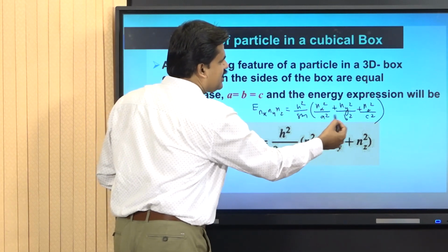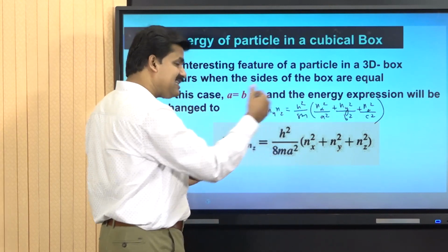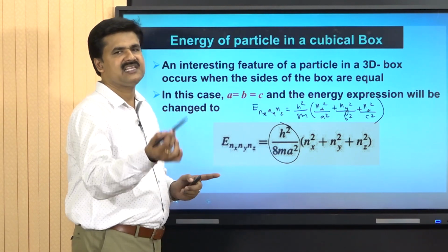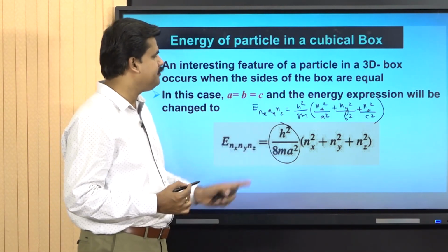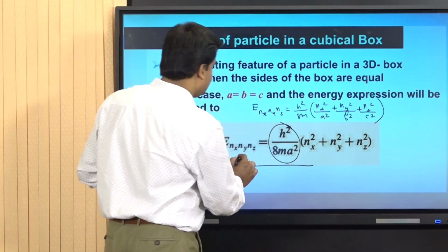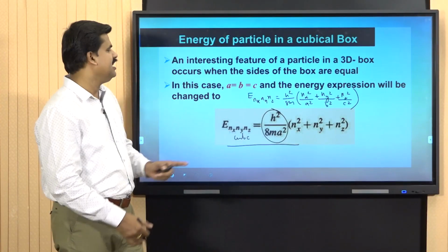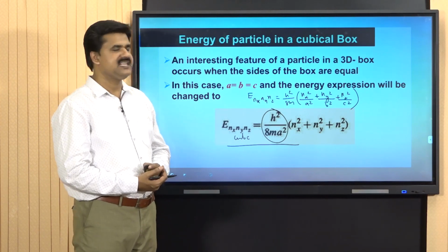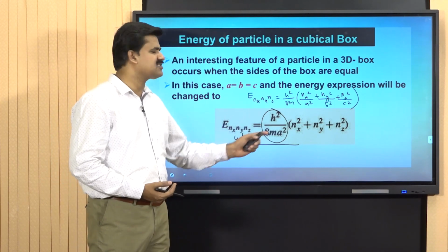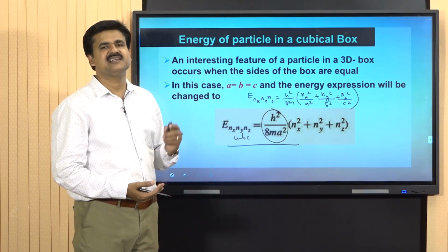Since a equal to b equal to c equal to a, that a square can be taken outside. Therefore, h square by 8m a square is outside the bracket, multiplied with nx square plus ny square plus nz square. This represents the energy of a particle present in a cube, given by E(nx, ny, nz) equal to h square by 8m a square into nx square plus ny square plus nz square.